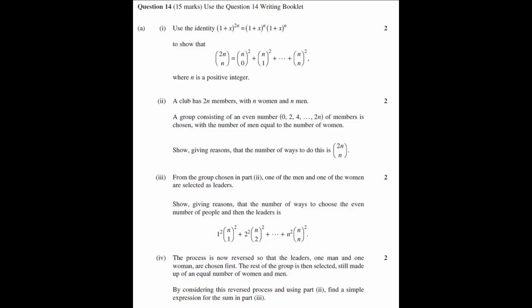If we take a look at this question, it's got 4 parts. Each part is worth 2 marks. The first part says to use the identity (1+x)^2n = (1+x)^n (1+x)^n to show that 2nCn equals nC0 squared plus nC1 squared and so on up to nCn squared.